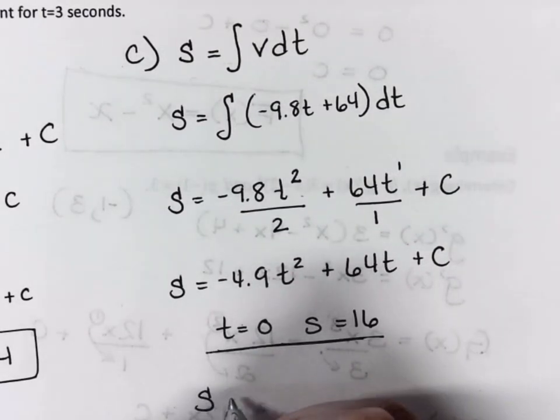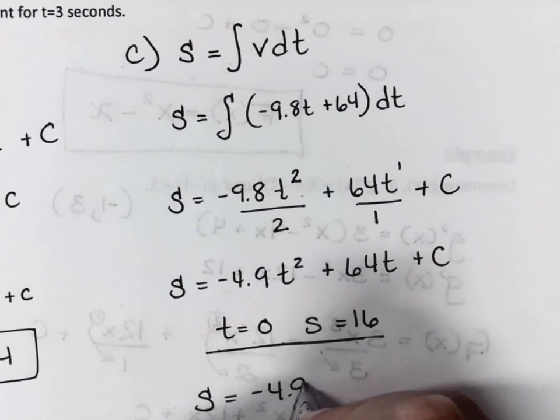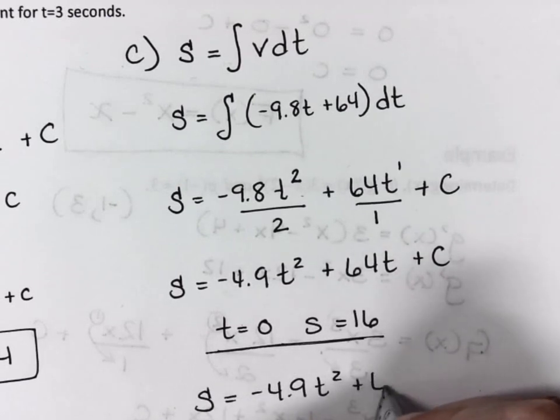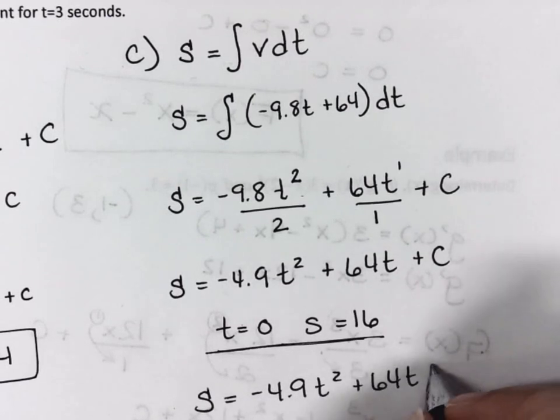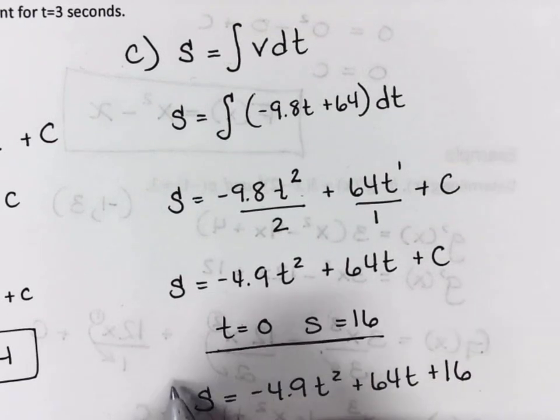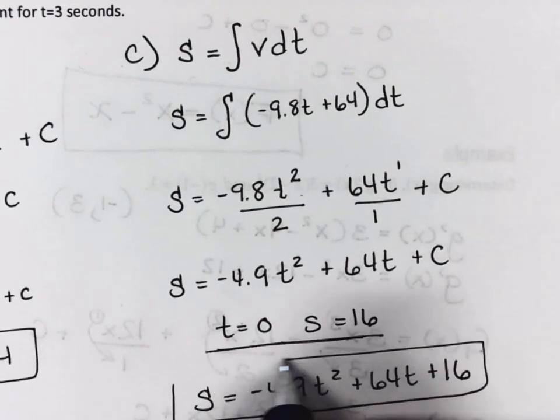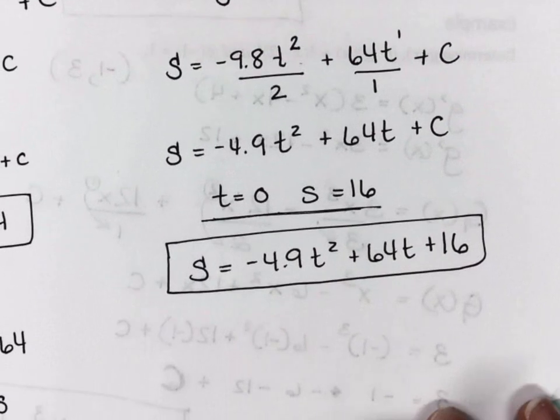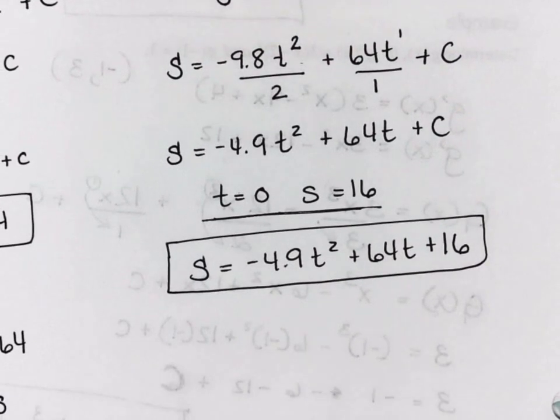So we know that s is negative 4.9 t squared plus 64 t plus 16. So that's the original displacement equation. Are you guys okay that I didn't show the substitution? It's t equals 0, right? And so the last question is determine the displacement for t equals 3. Again, it's another plug and chug.